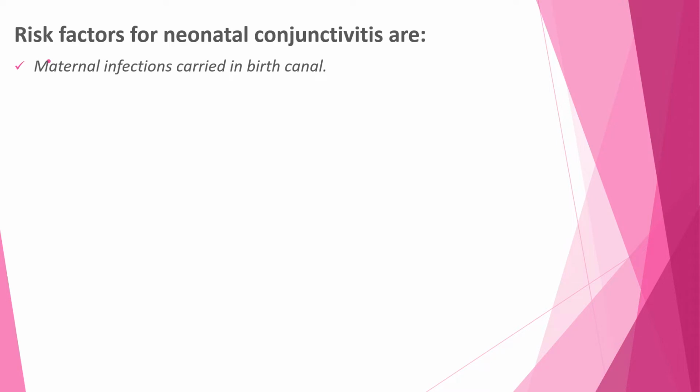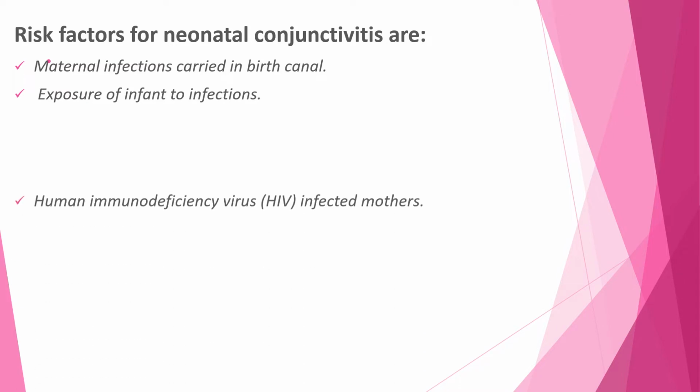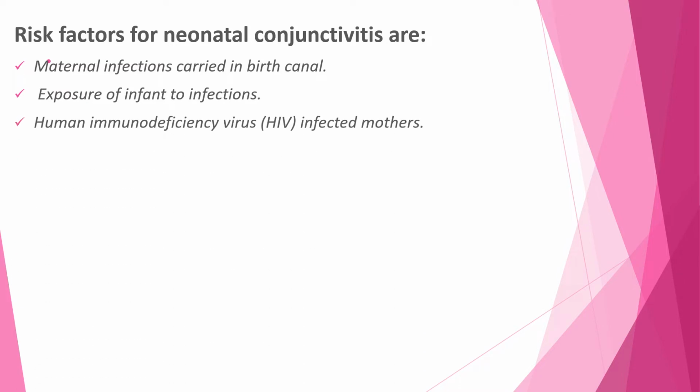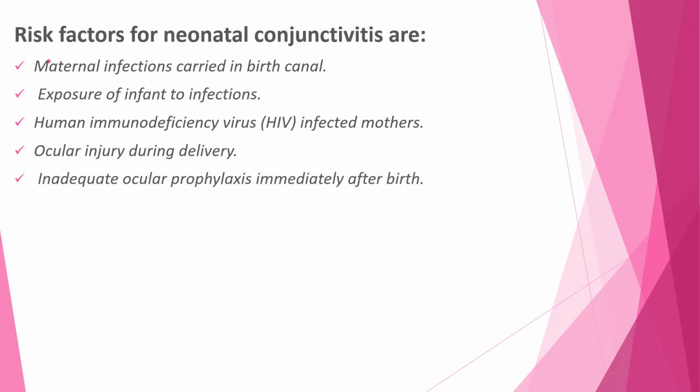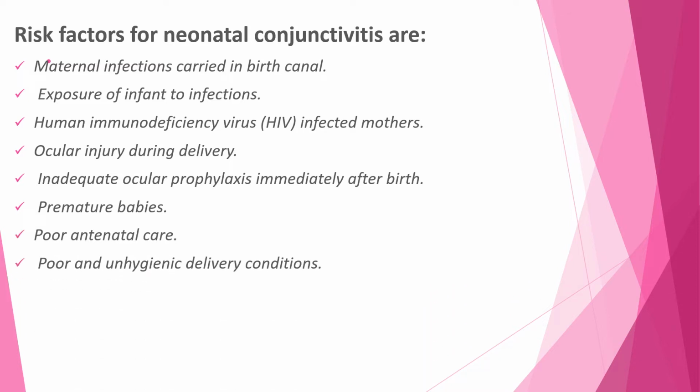When we look at risk factors for neonatal conjunctivitis, the first one is maternal infections carried in the birth canal. That is why active genital herpes is a contraindication for vaginal delivery. Also, exposure of the infant to infections, human immunodeficiency virus infected mothers, ocular injury during delivery, inadequate ocular prophylaxis immediately after birth, premature babies, poor antenatal care, and poor and unhygienic delivery conditions are other risk factors for Ophthalmia Neonatorum. Post-delivery exposure to infection in the delivery ward can also sometimes cause Ophthalmia Neonatorum.